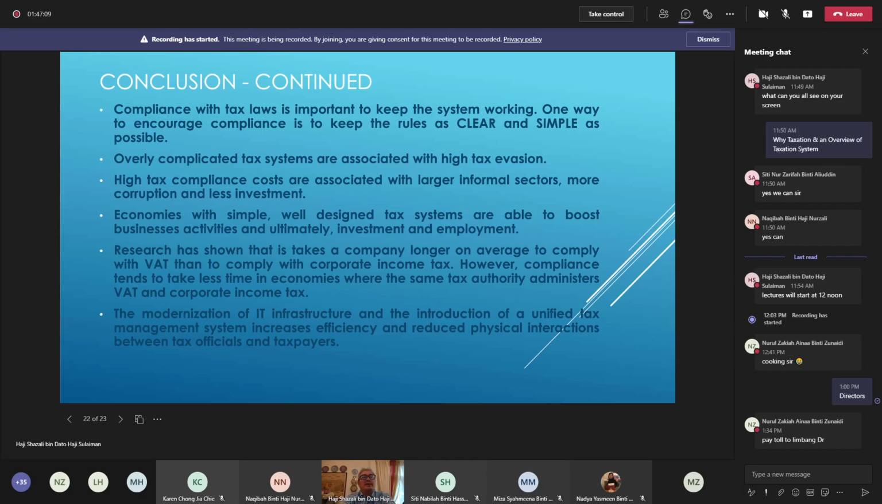Okay. Research has shown that it takes a company longer on average to comply with VAT than to comply with corporate income tax. However, compliance tends to take less time in economies where the same tax authority administers VAT and corporate income tax. So what does that mean? If you have a tax authority that is in charge of both corporate tax and VAT, then it's easier for them to implement the policy because they are one department.